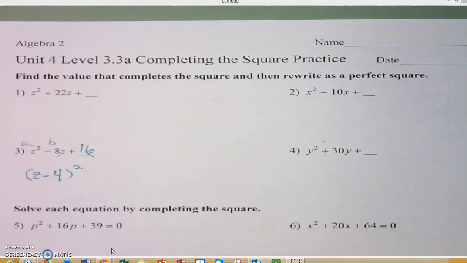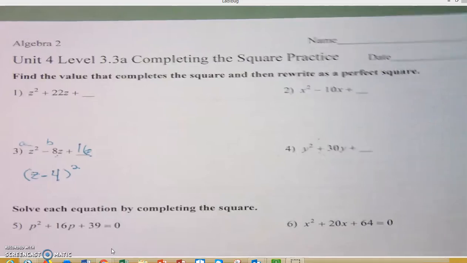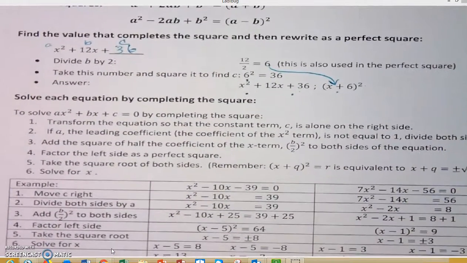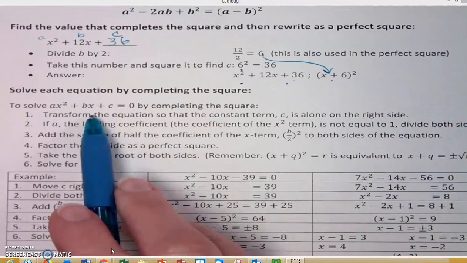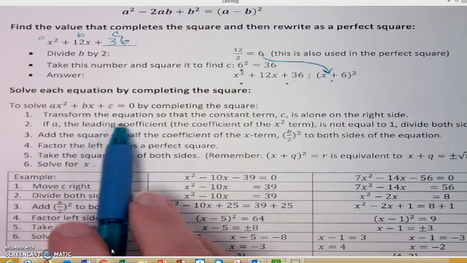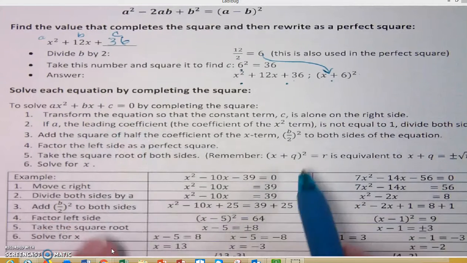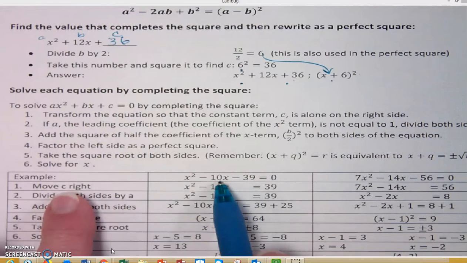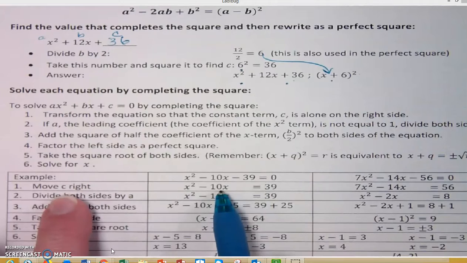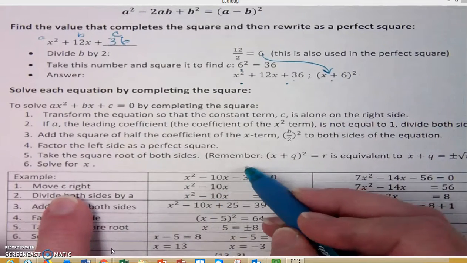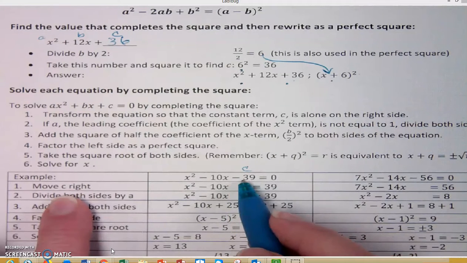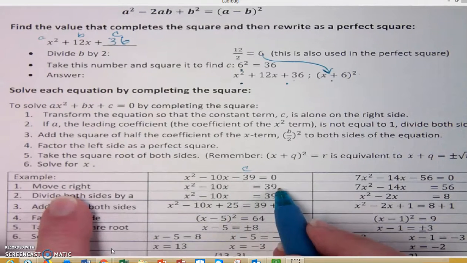So that's just the basic concept of what it means to complete the square and rewrite it as a perfect square. So let's look back on the other side, and let's learn how to solve an equation by completing the square. To solve a quadratic equation by completing the square, first you need to transform the equation so that the constant term c is alone on the right side. So let's look at our first example. x squared minus 10x minus 39 equals 0. We are going to move our c, this is my c, to the right. So at the minus 39, I add 39 to both sides. This cancels out, and I get equals 39.